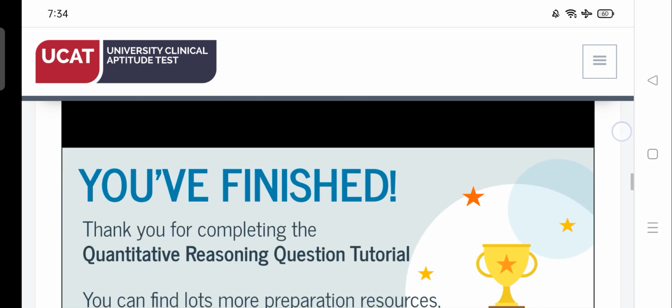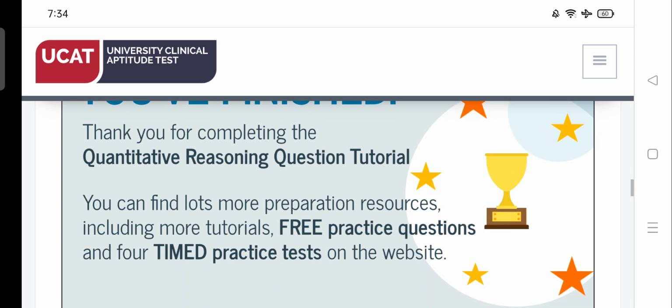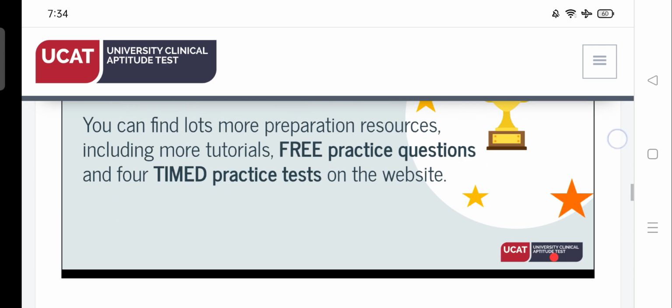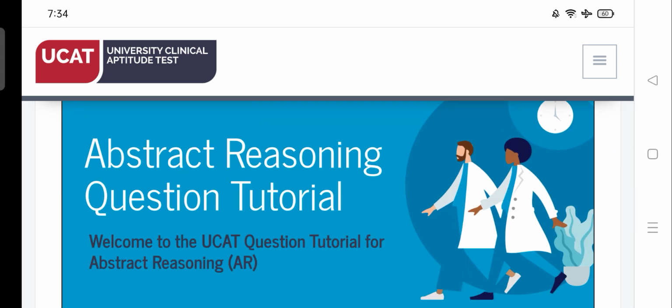Okay, next. So here we have finished a quantitative reasoning question tutorial. I hope you guys understand each and every step, strategy, hints and the tips to solve these type of questions, and we have solved the examples, but we will practice more about this section also. So let's move to the other one, which is the abstract reasoning question tutorial.